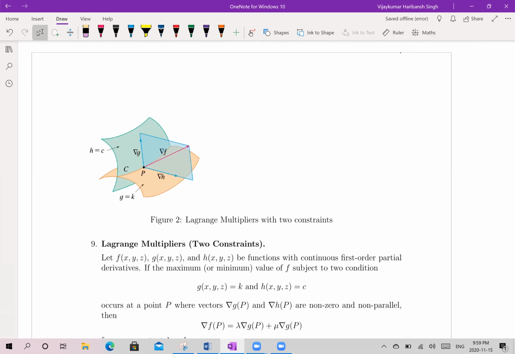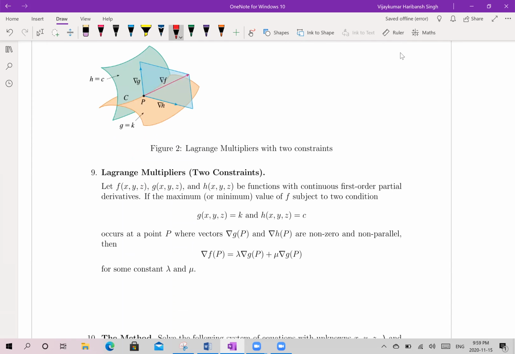So the idea is the following. Suppose you have a function f of x, y, z, a function of 3 variables. You want to find the extreme values of it, subject to two constraints. One constraint is g of x, y, z equals k, and the other constraint is h of x, y, z equals c. So how do we go about it? This result tells us that if it happens at point P, then the relation we'll have is grad f of P is lambda times grad g plus mu times grad h.